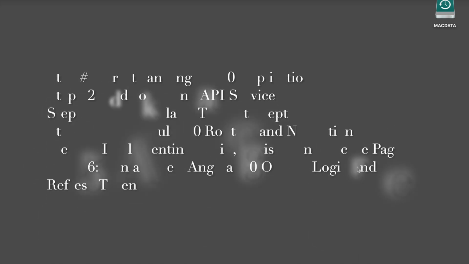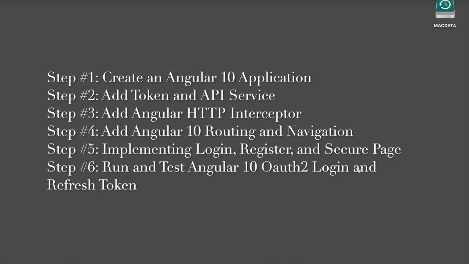This tutorial is divided into several steps. Step number 1. Create an Angular 10 application. Step number 2. Add a token and API service. Step number 3. Add Angular HTTP Interceptor. Step number 4. Add Angular 10 routing and navigation. Step number 5. Implementing login, register, and secure page. Step number 6. Run and test Angular 10 OAuth login and refresh token.